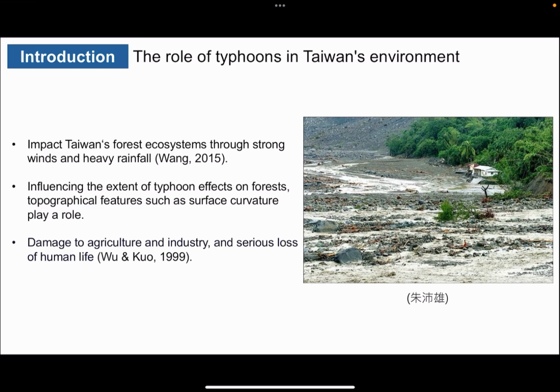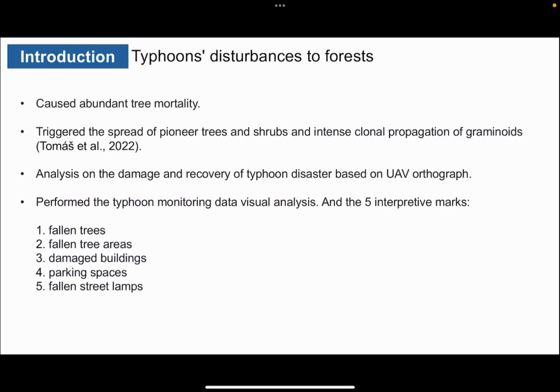On the right side of this slide, we can see an image of Shaolin Village, which was totally destroyed in 2009 due to the typhoon. Typhoons cause turbulence to forests. Tropical cyclones caused abundant tree mortality, resulting in a 46% decrease in stem basal area.